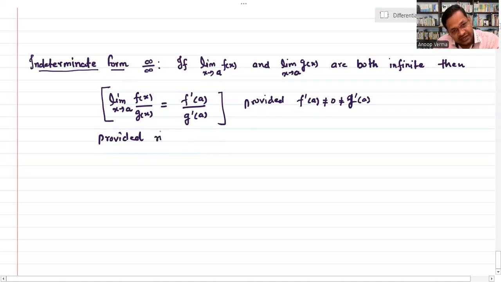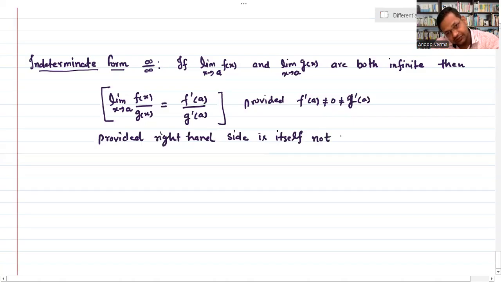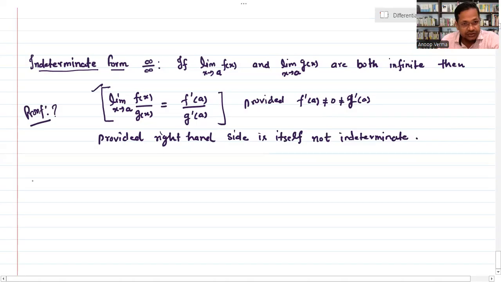Provided the right hand side is itself not indeterminate form. Okay, so let us see how it will exist. It means we are going for the proof of this. Okay, so let's write the proof.